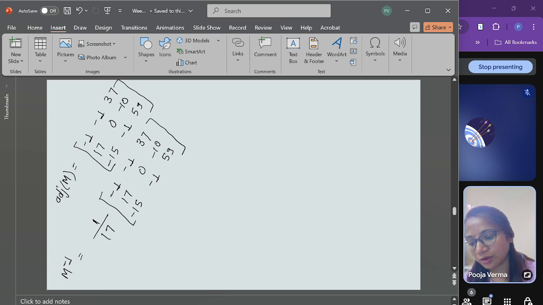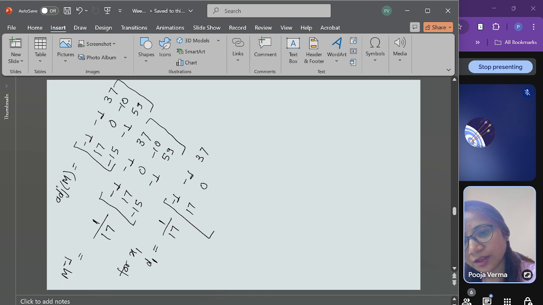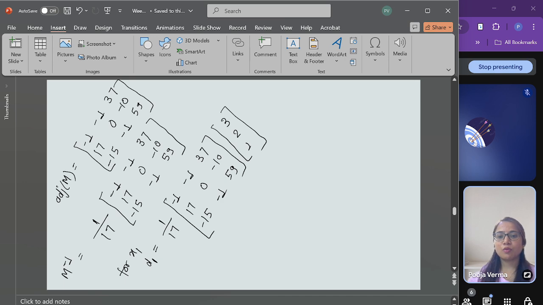Now we have to calculate the distance from the origin. Let's say for x1, the distance, represented as D1, is 1 by 17 times this matrix: minus 1, minus 1, 37, 17, 0, minus 10, minus 15, minus 1 and 59. What are the x1 values? 3, 2, 1. So to calculate the distance for x1, and then again we calculate D2 as M inverse times x2. So you will get the distances D1 and D2.